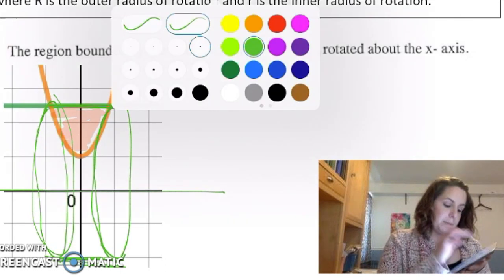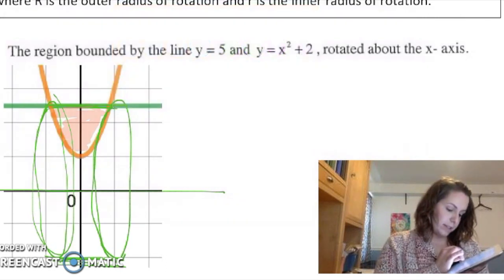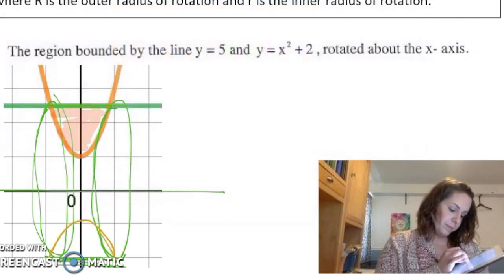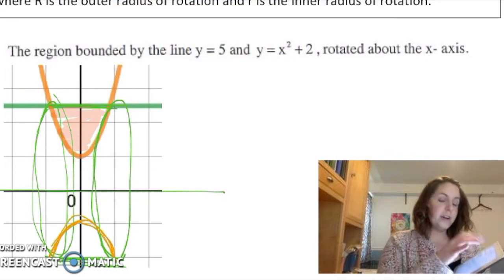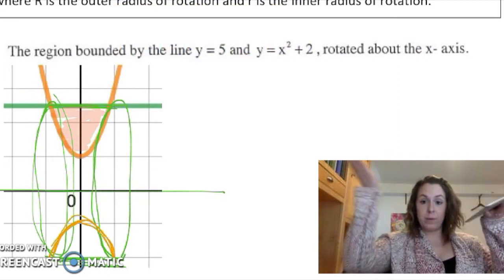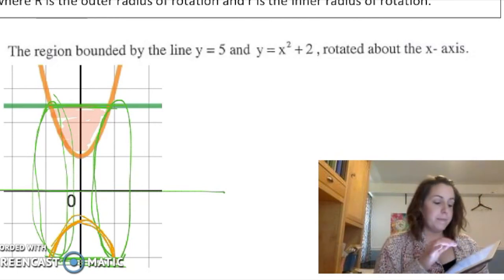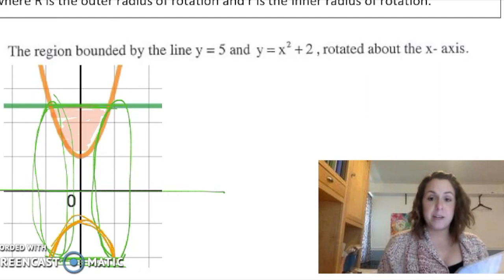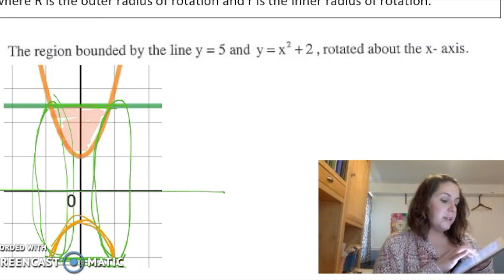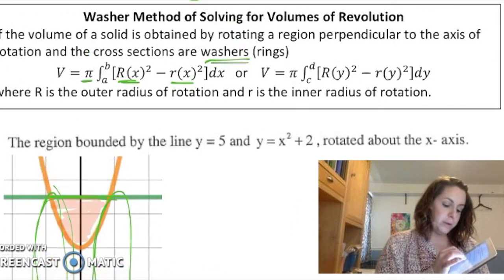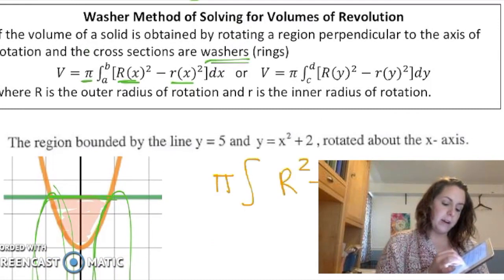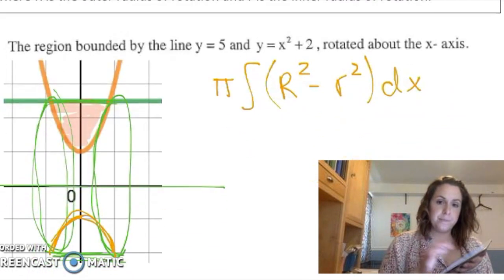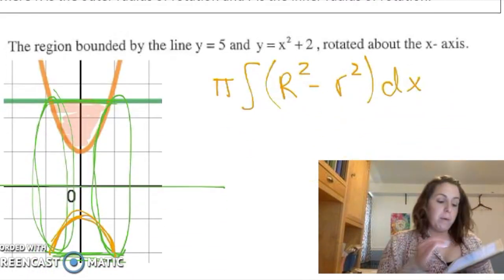And then the inner part, let me switch to orange, is going to rotate around like this. And so you're going to get this shape where it's like a cylinder with an hourglass cut out of it, right? And so that's what my solid looks like. When I slice it, I would get a ring, right? So let's think about this. I know that I'm going to do pi times the integral of my outer radius squared minus my inner radius squared with respect to x.